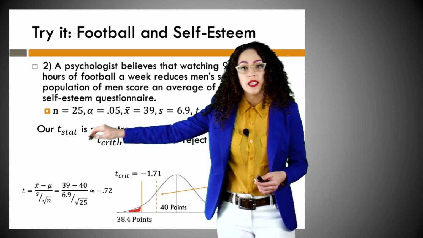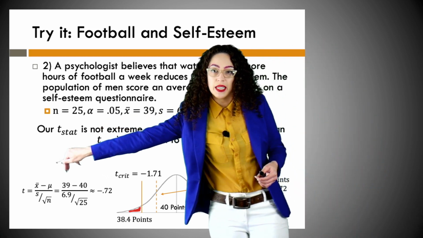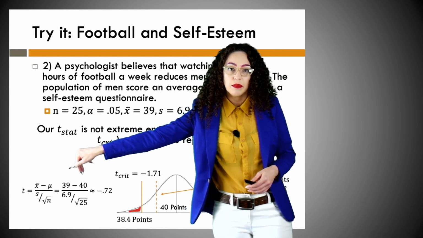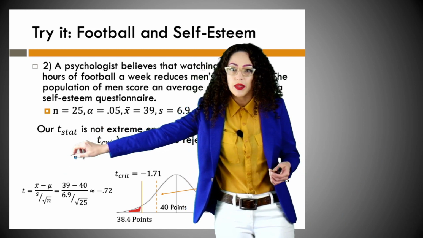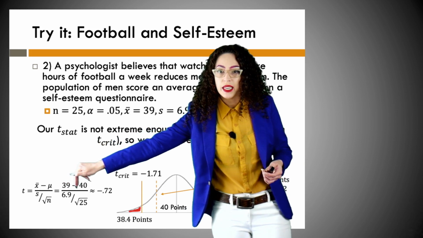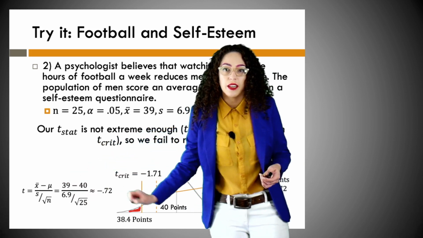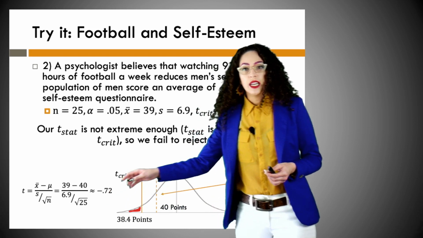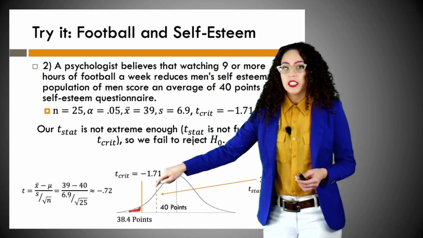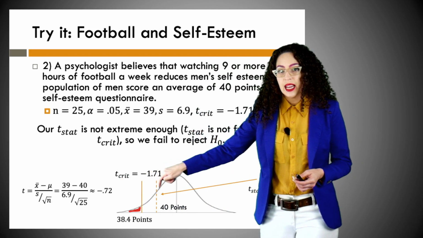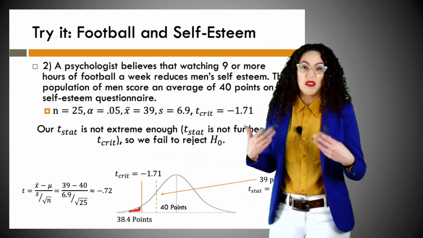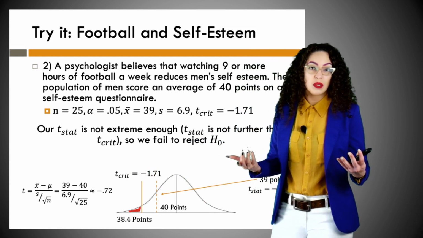We go and calculate our t-statistic by taking 39, the sample mean that you calculated, minus the mean that is the national average, 40, divided by 6.9 divided by the square root of 25. This is our standard error. And we end up with negative 0.72. Now, if you drew your picture, you would see that that is not past our critical value. It's inside the realm of reasonable means in the null world.